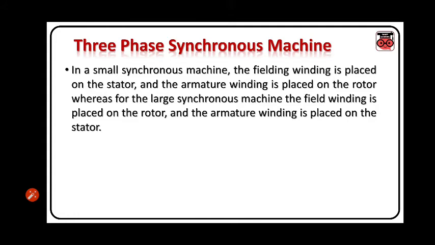In a small synchronous machine, the field winding is placed on the stator and the armature winding is placed on the rotor, whereas for a large synchronous machine, the field winding is placed on the rotor and the armature winding is placed on the stator.